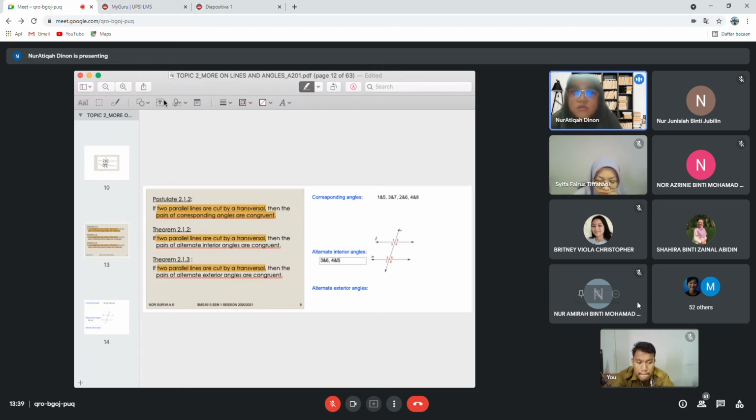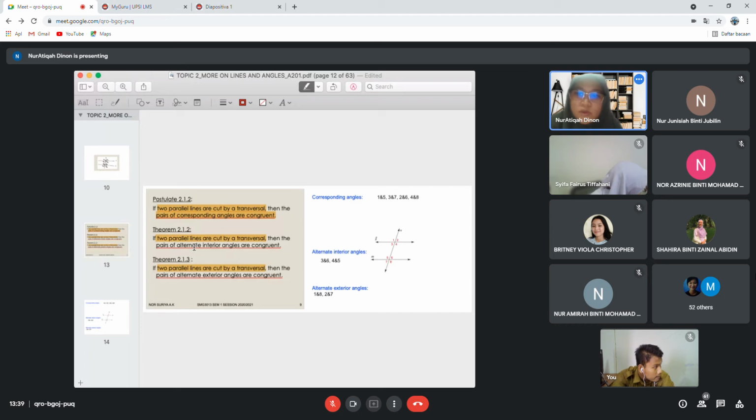Okay, now the last one. Kita tengok dekat alternate exterior angle, where we are going to look at the 4 angles that are outside the lines L and M. So the first pair is, anyone? 1 and 8. Okay, second pair is 2 and 7. Good. Okay, seems like every one of you understands this postulate and these 2 theorems.